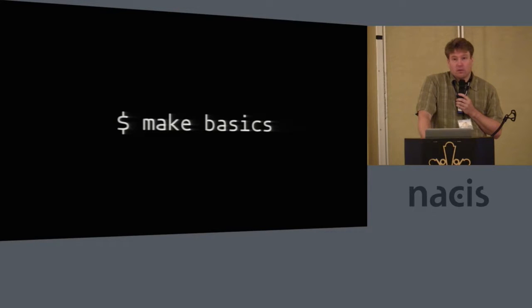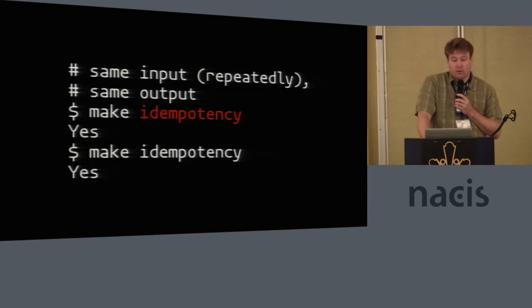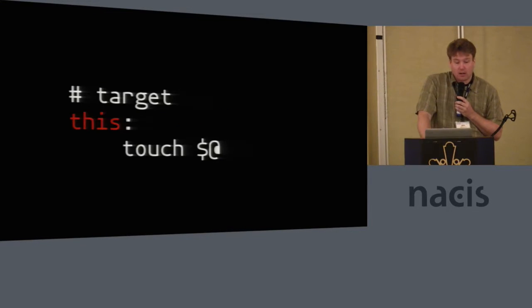Make is a really useful tool to do reproducible workflows using the same input, generating the same output. So you can keep running the same thing over and over, and you'll get the same output. So if you run make idempotency, it will do one thing. If you do it again, it will do it again. If the file exists, it'll skip it, which is really convenient.